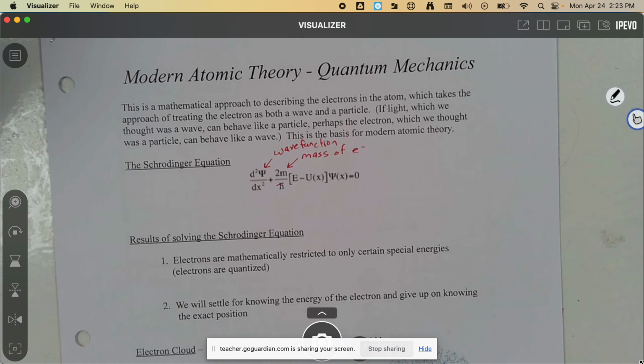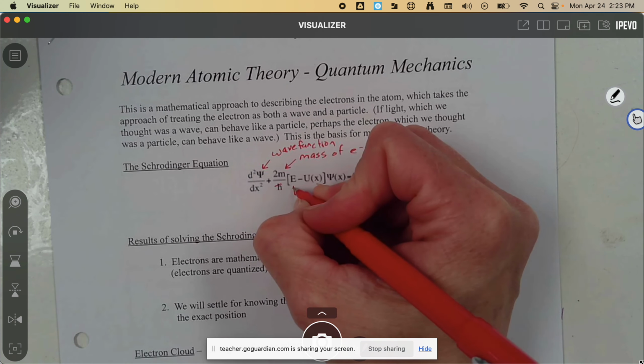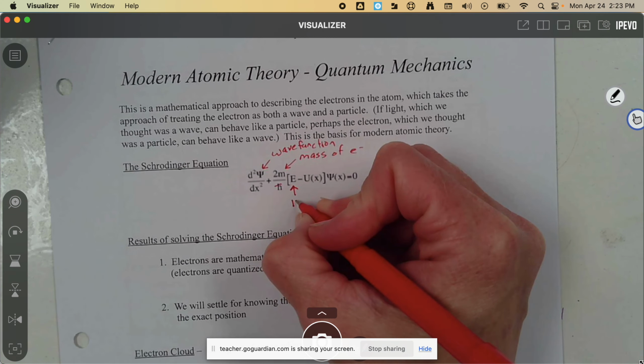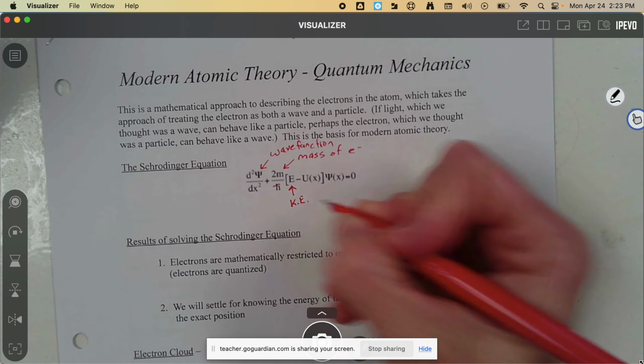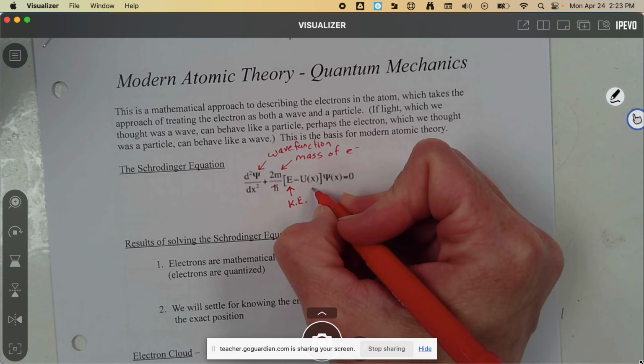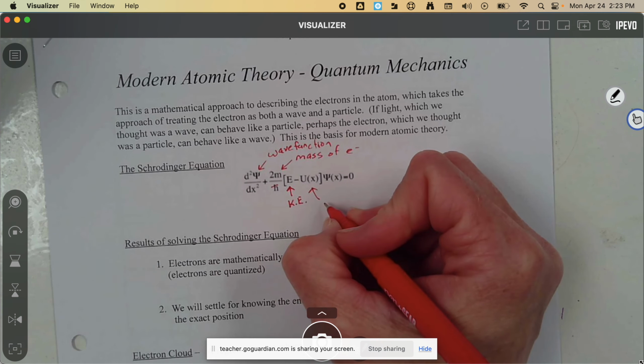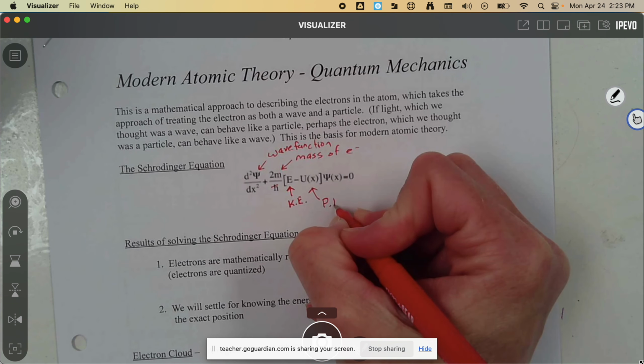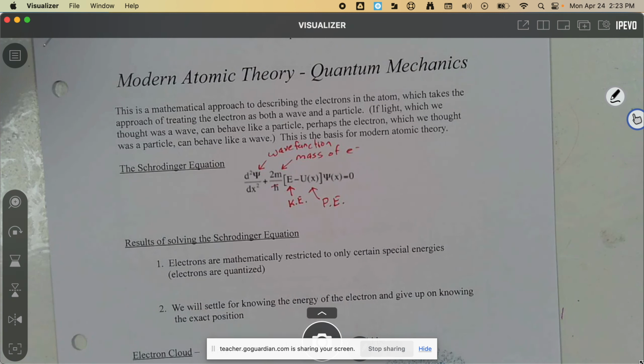divided by a constant of h bar. Strangely enough, my computer couldn't put the bar over that h, which is just another one of those fundamental constants, so just a number, is equal to, multiplied by the kinetic energy of the electron, because it is moving, so it has kinetic energy, minus the potential energy of the electron. But that potential energy is a function of how far away it gets from the nucleus, because how much it's attracted to the nucleus depends upon how far away it is, times the wave function with respect to its x position has to be equal to 0.